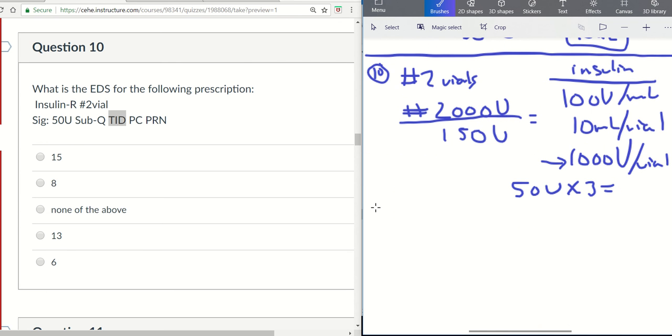So you'll see similar questions, 5 same questions. Insulin, eye drops, creams, etc. So how many days would that 2 vials of insulin last them? 13. Round down to 13?